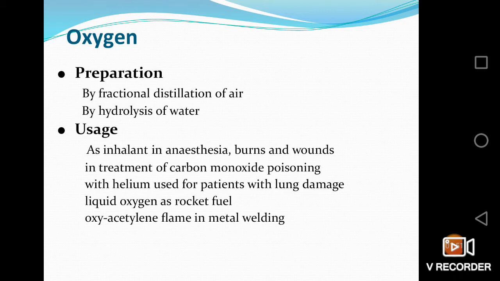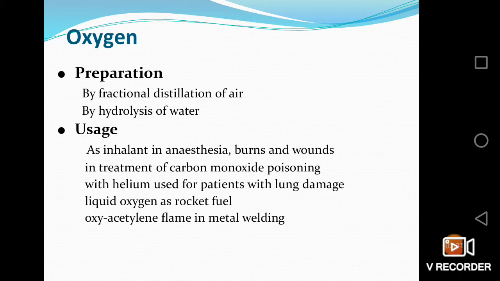The second method by which we can prepare oxygen is by hydrolysis of water. As we know, the molecular formula of water is H2O, that is, it contains two atoms of hydrogen and one atom of oxygen. So, electrolysis gives us the free oxygen which can be collected and stored in proper containers.